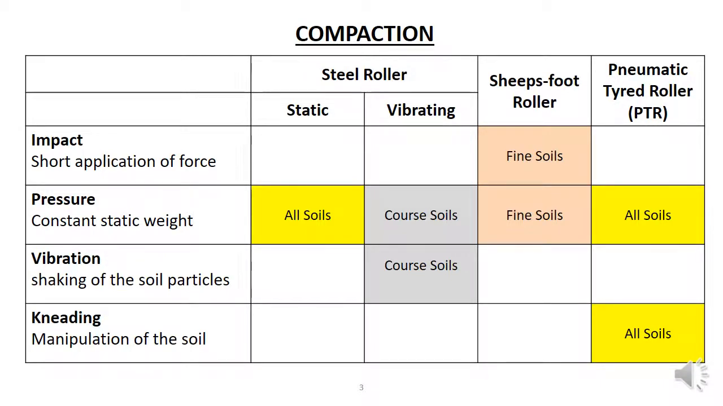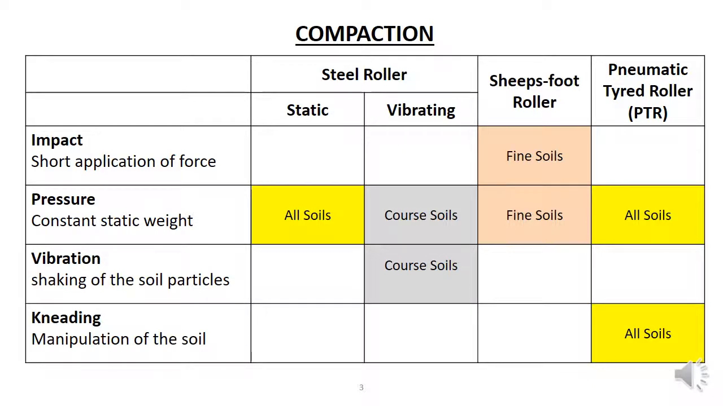Compaction can be achieved by one or a combination of the following methods. Impact, which is a short, sharp application of force on a soil, like a blow. This is effective on fine soils, especially clays, if they are confined to prevent the clay squishing around the sides of the impacting object, but it's not all that effective on coarse soils.